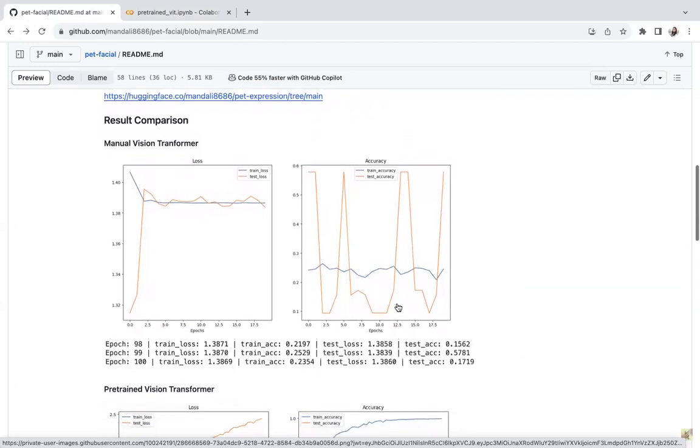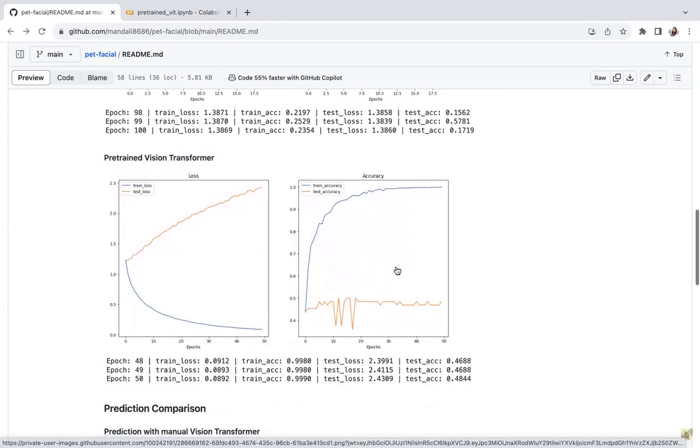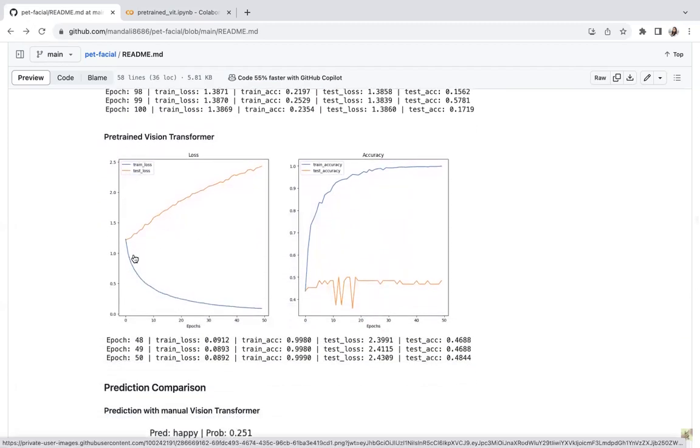Let's take a look at the results here. For the manual vision transformer, both training loss and test loss are relatively high, and the test accuracy is not very stable. For the pre-trained vision transformer, the training loss converges better, but the testing loss is still very high. This indicates a problem of overfitting. We can also see in the accuracy part that the test accuracy increased a little bit, but it refused to increase after maybe 20 epochs.